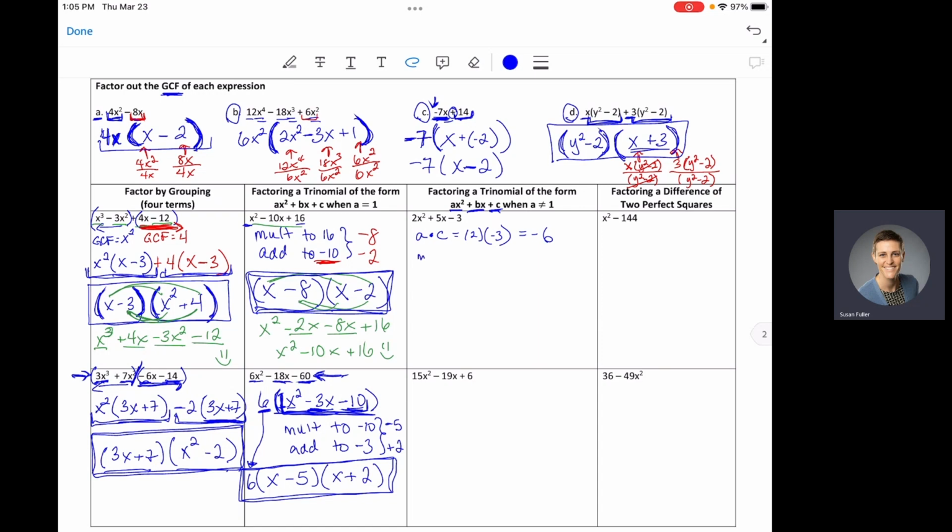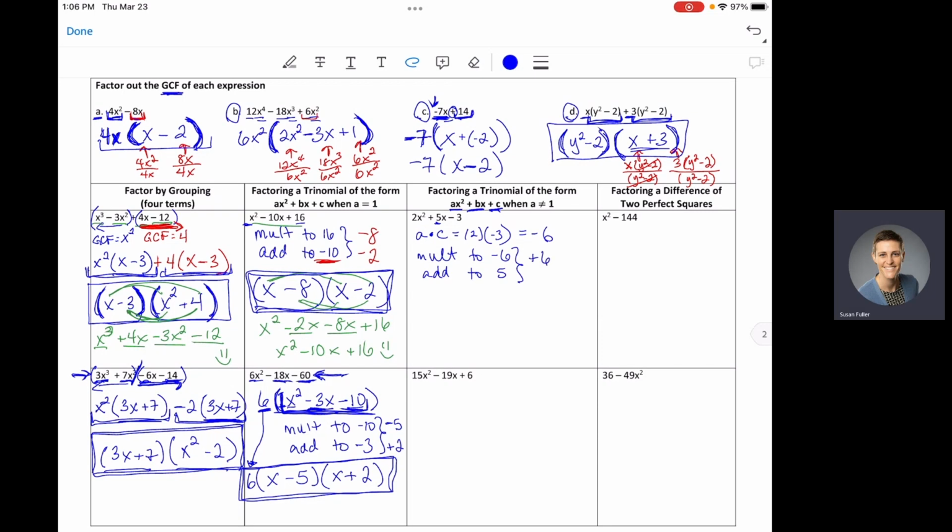So I'm looking for two numbers that are going to multiply to that negative 6, that a times c. And those same two numbers are still going to add to my b value just like before. My b value here is 5. So I need to find two numbers that multiply to negative 6 and add to 5. Hopefully you're getting a little bit better at this process. The two numbers that multiply to negative 6 and add to a positive 5 will have to be positive 6 and negative 1. If I multiply those two numbers, I get negative 6. And if I add those two numbers, I get positive 5.